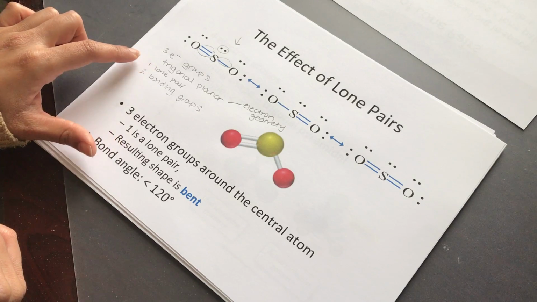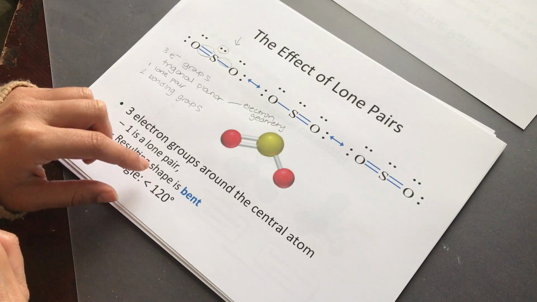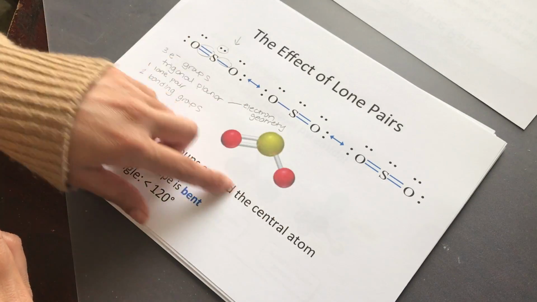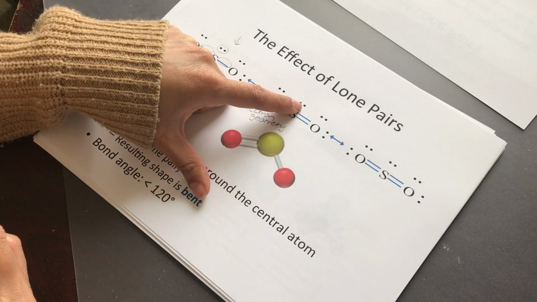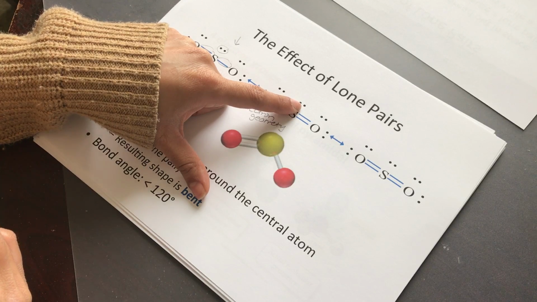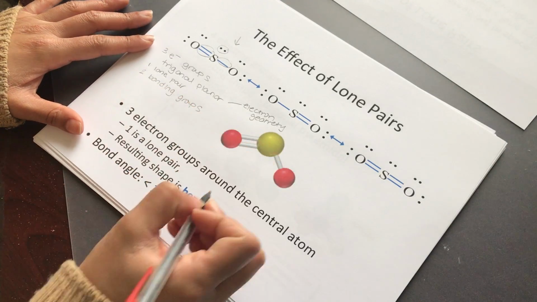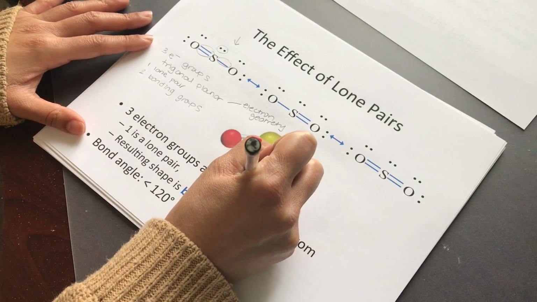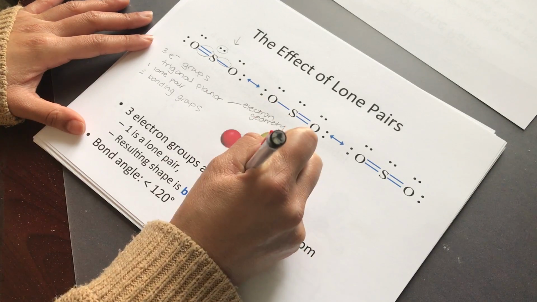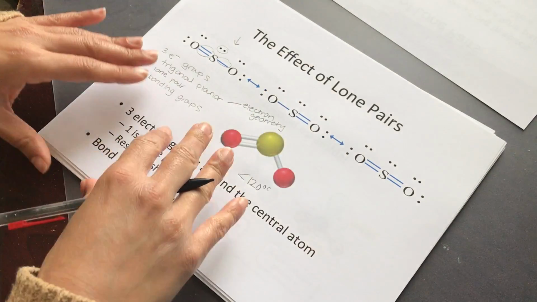When you have a lone pair and two bonding groups, you have a bent shape. So basically, this is three electron groups around the central atom, but then the repulsion from the lone pair pushes those two bonds further down, causing a bent shape, and therefore, instead of being 120 degrees, the bond angle is now less than 120 because the electrons are pushed down a little bit more.